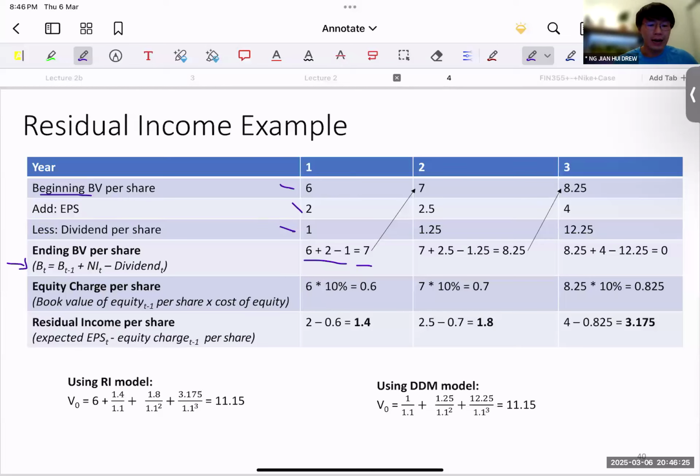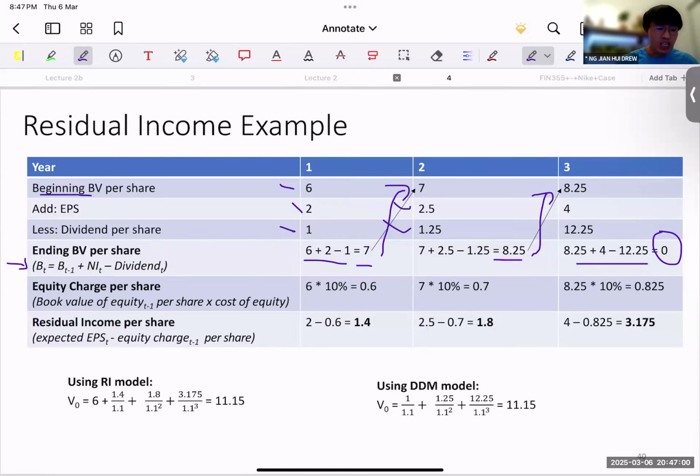Okay. The ending book value for year one is the beginning book value for year two, right? And in year two, we're going to do the same thing. There's going to be some earnings, there's going to be some dividends paid, and then I can determine the ending book value for year two, which goes with the beginning book value of year three. I hope you can see the flow already. And at the end of the day, there's going to be zero book value because the company is going to be liquidated in year three.